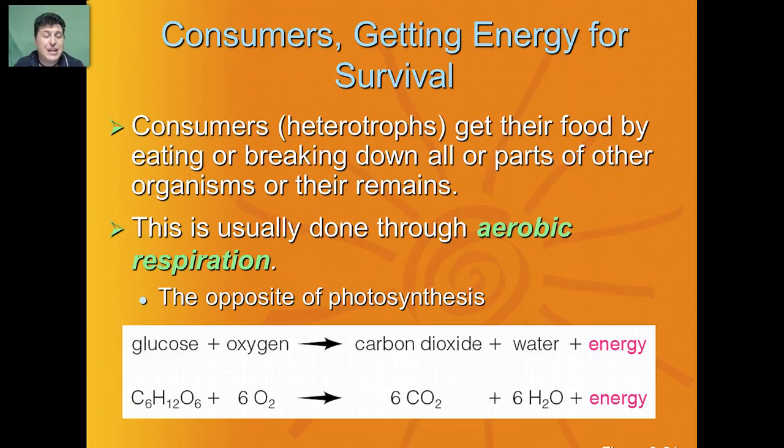Now, from our producers, the energy is transferred to our consumers. Our consumers, also known as heterotrophs, will get their food by breaking down all or parts of other organisms or their remains. Now, typically, this is done through aerobic respiration, which is basically the opposite of photosynthesis. Glucose, which contains that stored energy from the sun, is going to be broken. When glucose is broken, it produces carbon dioxide and water. When you break those bonds, it releases energy. That energy can then be transferred into the bonds of ATP so that our cells can do work.